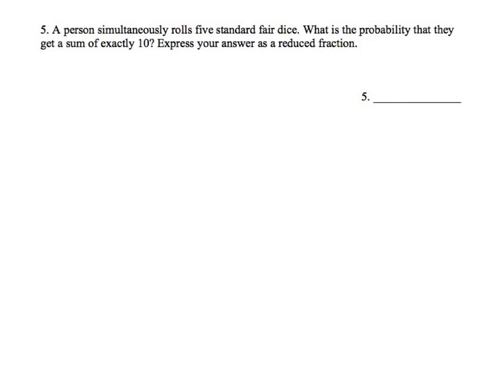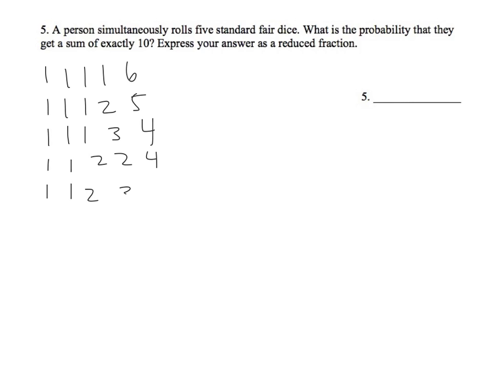What is the probability that they get a sum of exactly 10? So the first thing that I'm going to do is look at all the ways that I can get a sum of exactly 10 if I'm rolling 5 dice. The first way is that I get 4 1s and a 6. Or I could get 3 1s, a 2, and a 5. Keep going with this. I'm looking solely at the numbers, not at the order. So here are the only ways that I could get a sum of exactly 10.